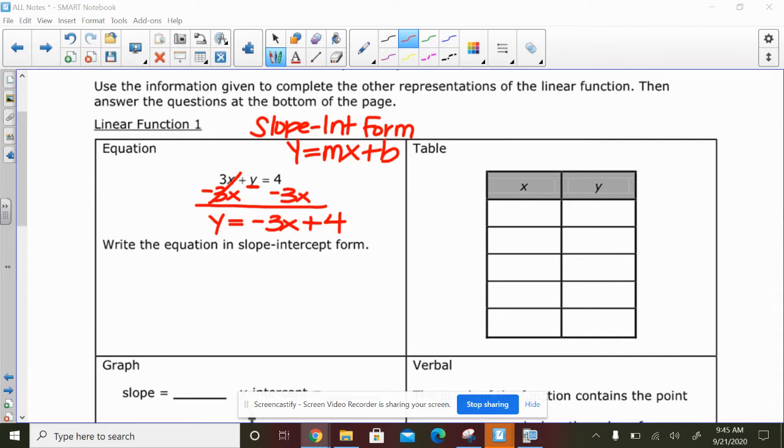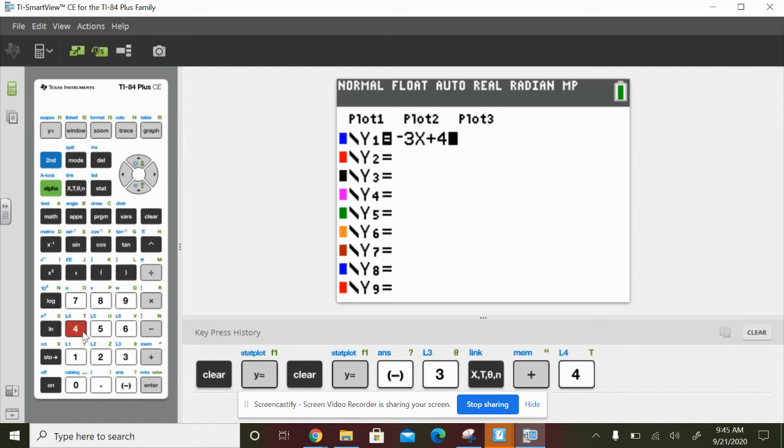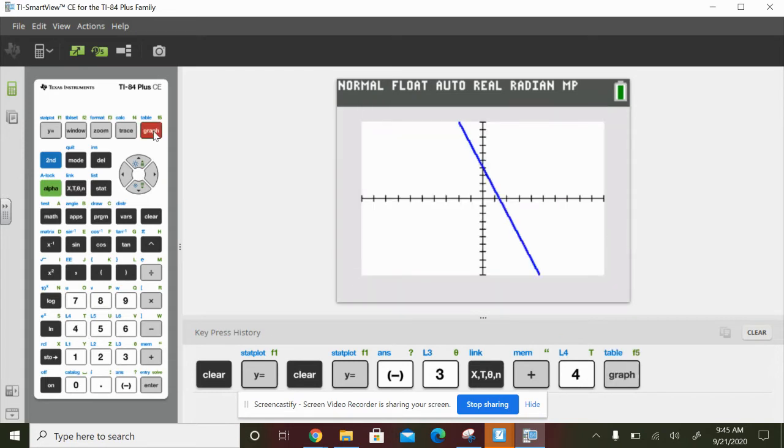Okay, next thing I'm going to do is graph. So we'll graph and table. I'm going to pull up my calculator, and I'm going to type in y equals negative 3x plus 4. Okay, so on your calculator, you hit y equals. You will type in negative 3x plus 4. Okay, if you hit graph, it will graph it. So this is what your graph will look like.